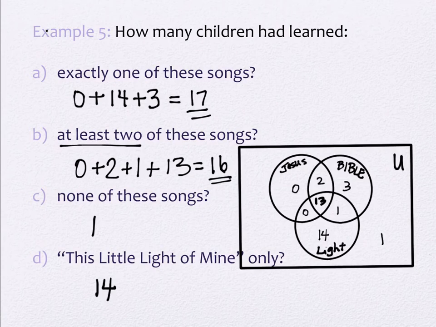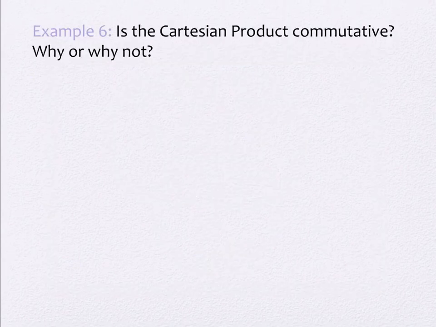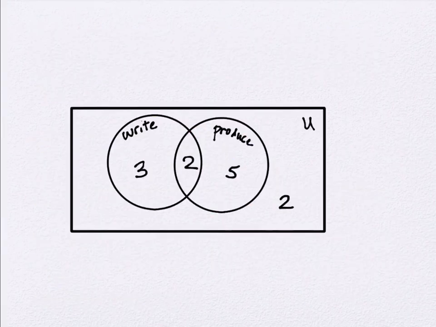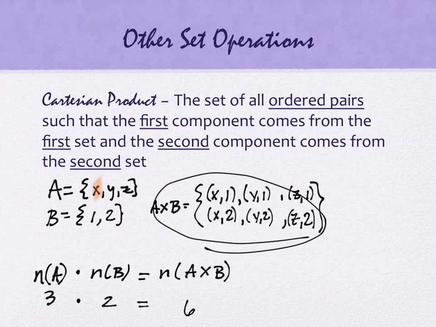Okay, so that's it for Venn diagrams. I got one more example for us in this section before we're done. And it's talking about the Cartesian product. So let me remind you what the Cartesian product was, since that came about last time. This is the Cartesian product.